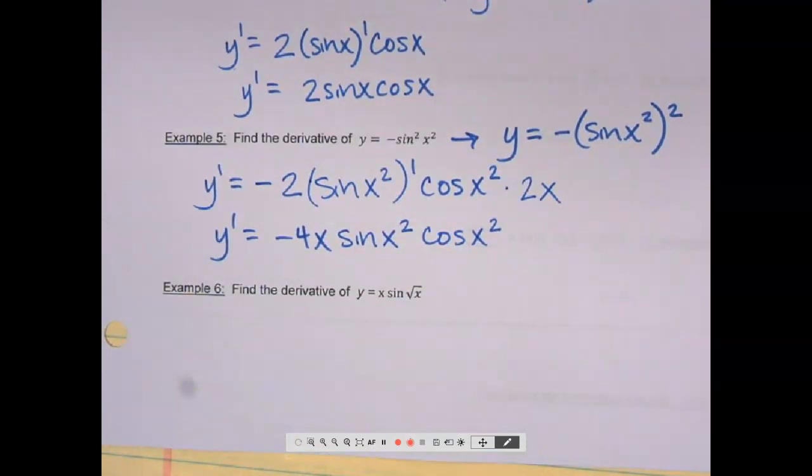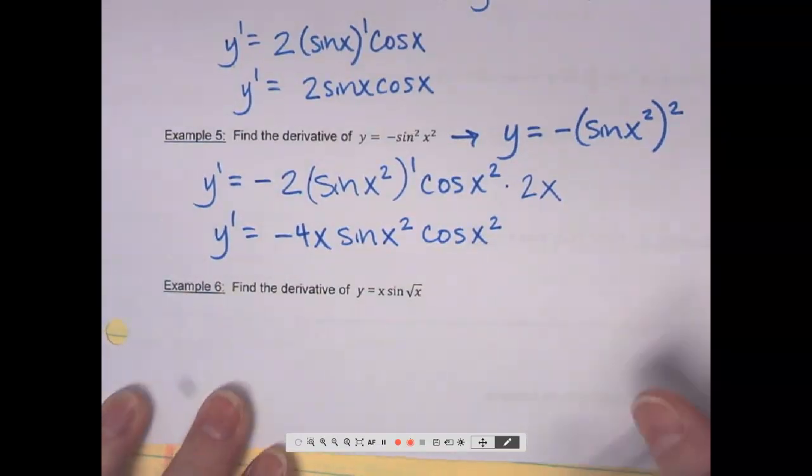Is sine x squared cosine x squared 1? No, because the rule applies when they're added. It's sine squared plus cosine squared is 1, right? That trig identity.